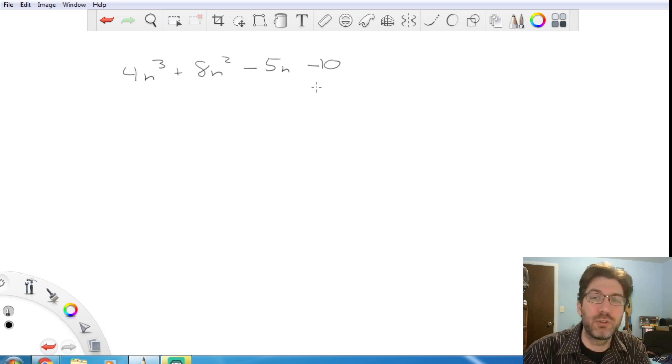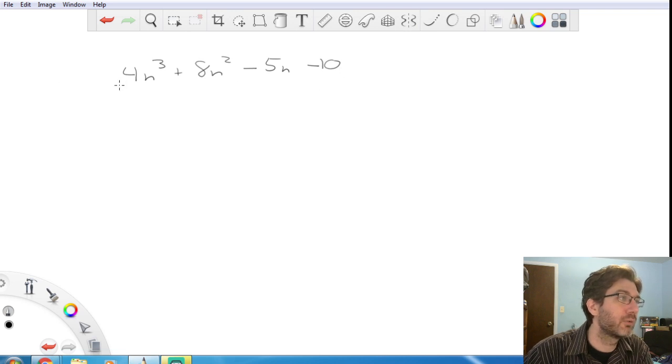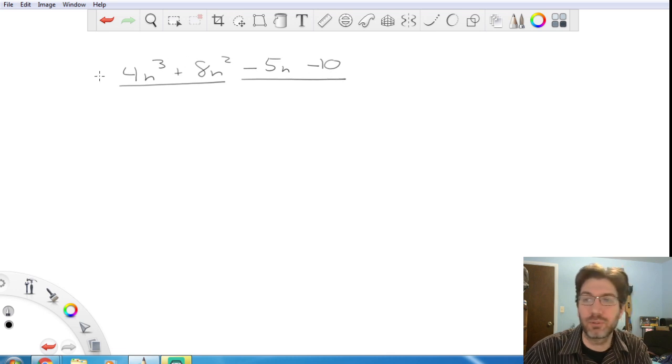And again, we're going to do this by grouping. So step one is to group them. So I'm going to group these together, and I'm going to group these together. And then I'm going to see what I can factor out of each of these, thinking they are binomial terms here.